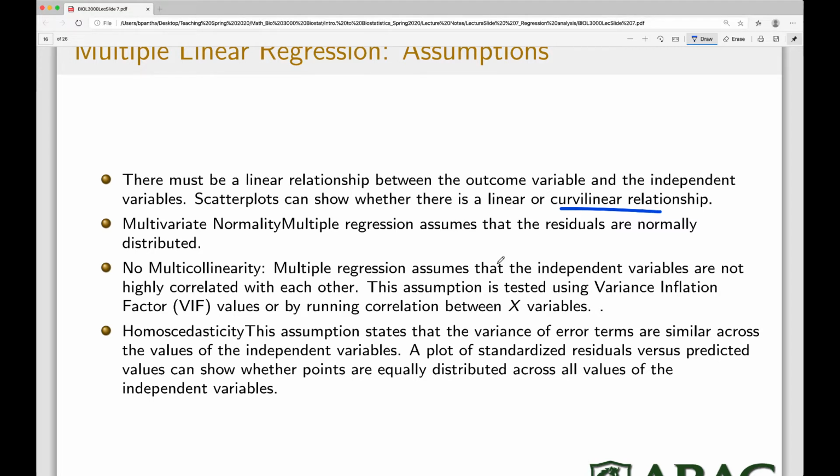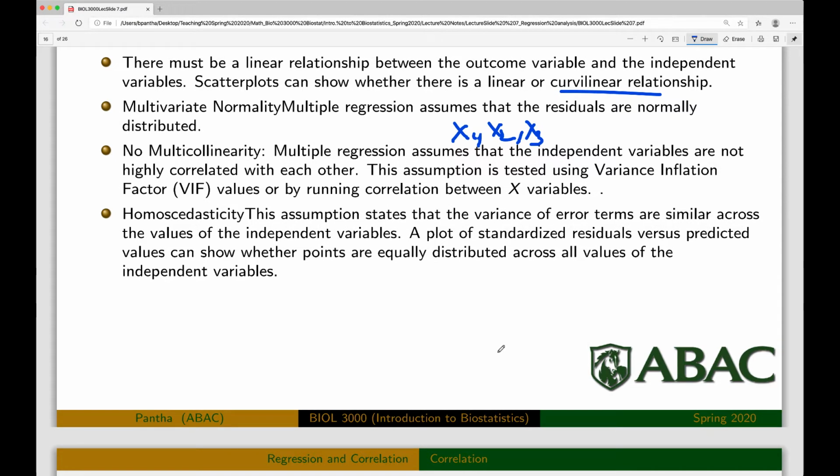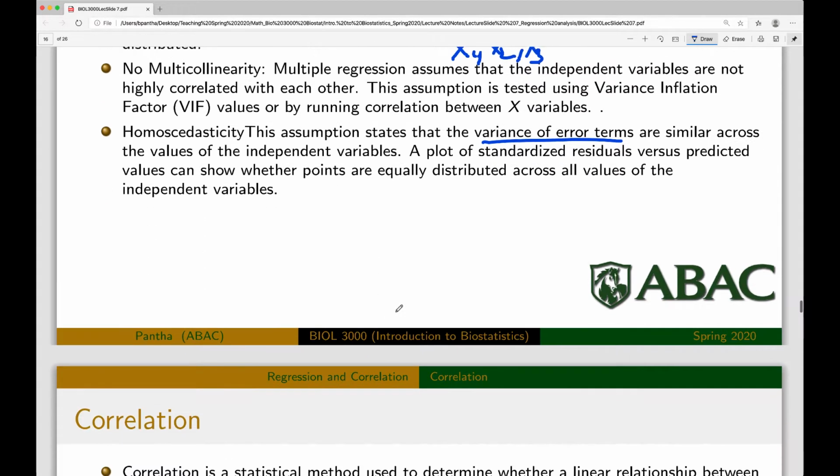Non-multicollinearity is different from the simple linear regression, because no multicollinearity means there is no relationship between x1 and x2 and x3 and so on, okay? No relationship between the independent variables. That's what non-multicollinearity means. And the last one is homoscedasticity, which means the variance of the error or the residuals must be the same along all the x values, okay?